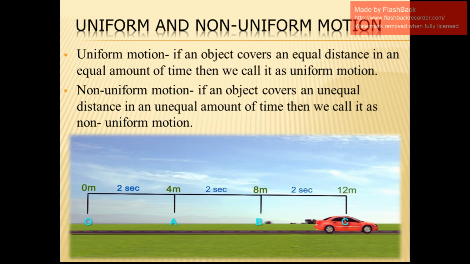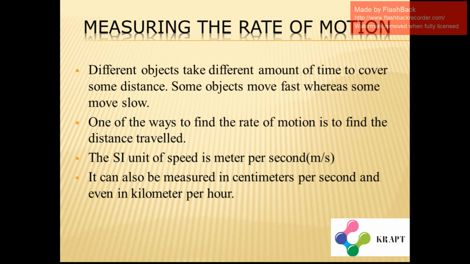Let us now learn about uniform and non-uniform motion. Most of you may know what these are, but some may not know. So what is uniform motion? If an object covers an equal distance in an equal amount of time, then we call it uniform motion, as you can see in the diagram below. Non-uniform motion: if an object covers an unequal distance in an unequal amount of time, then we call it non-uniform motion.